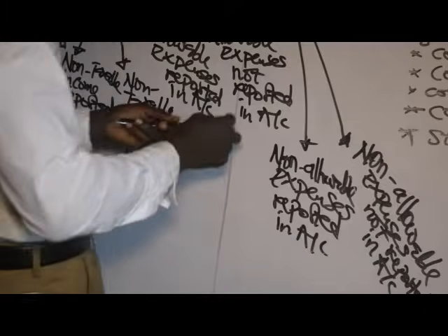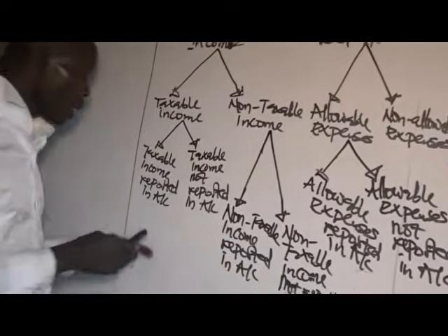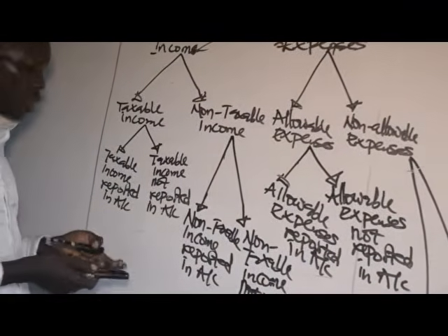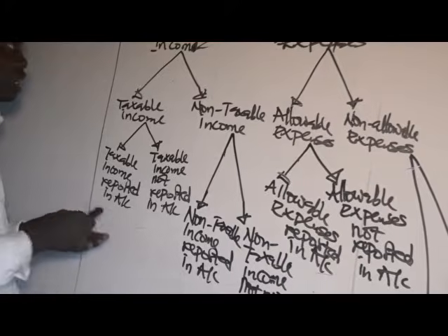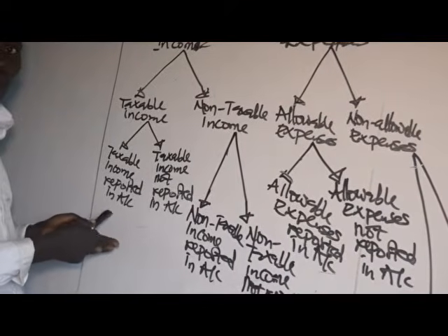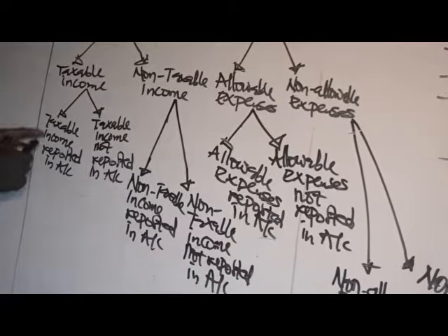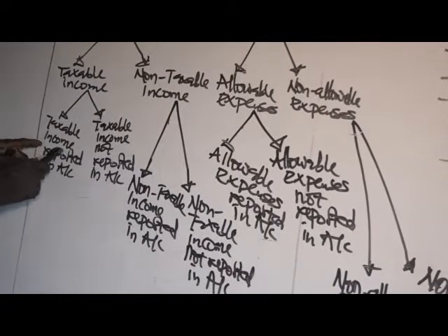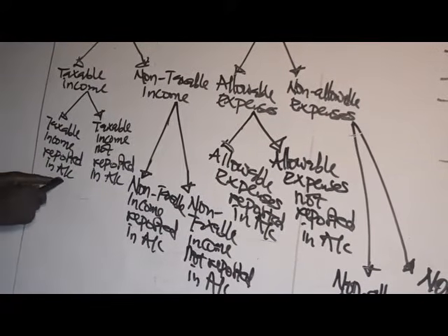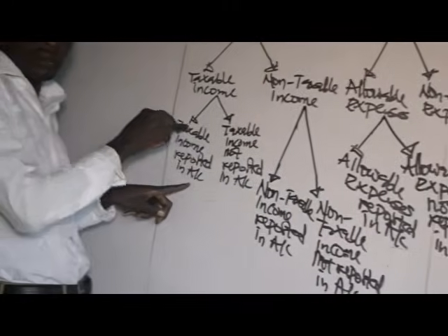So now, how should each of these items be treated? I'm starting with taxable income reported. Now, there are two methods of computing the adjusted profit for tax purpose. When you are starting with the net profit figure, the taxable income reported in account: remember, this income has been included in the net profit figure.